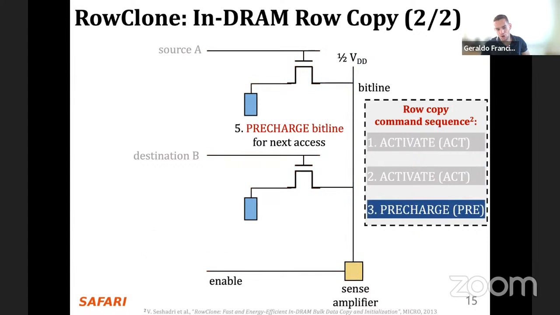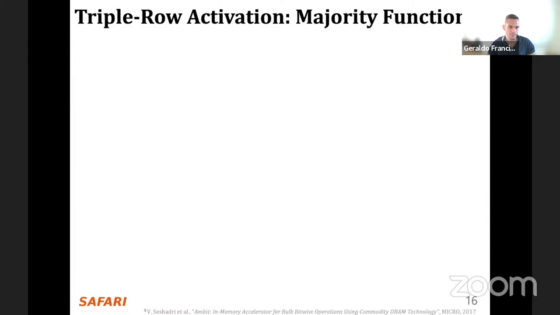And this implements the row copy operation. So after the row copy operation is done, we just issue a precharge command again to allow DRAM to receive new commands in the same subarray.